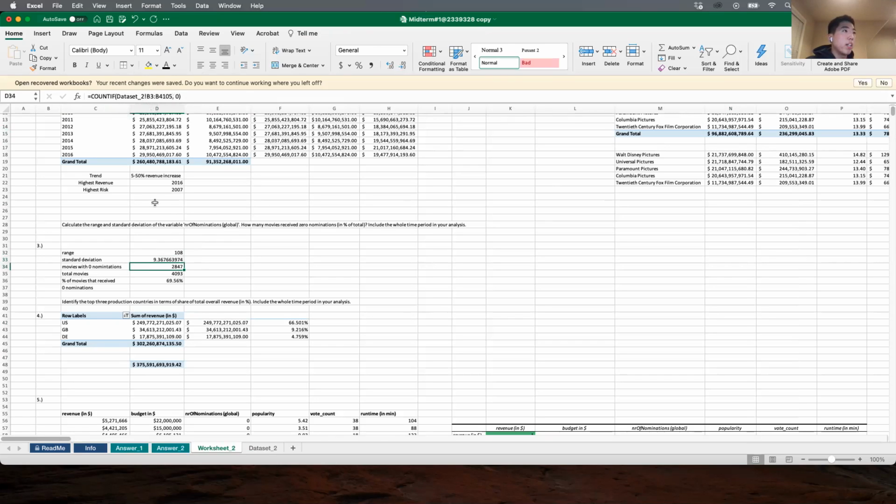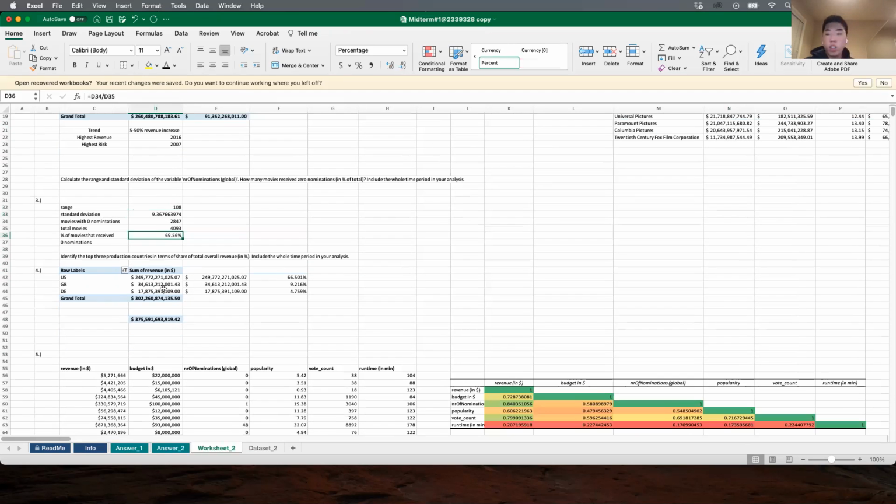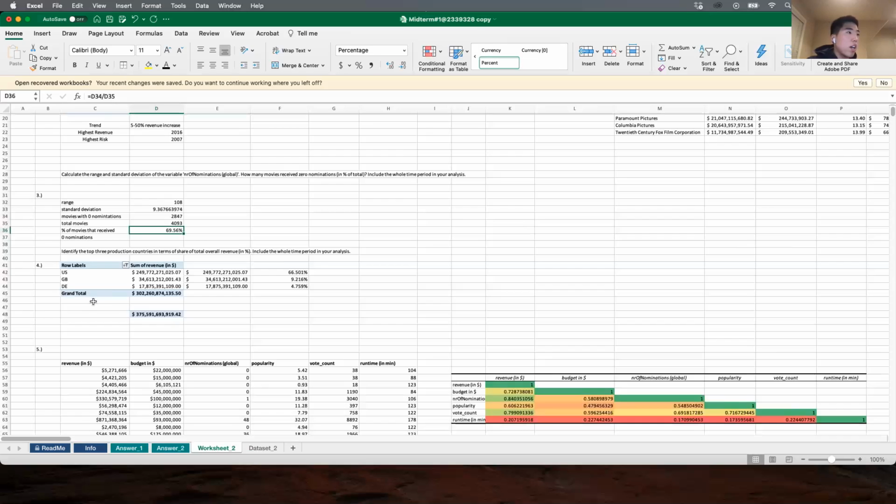For movies with 0 nominations, I used the COUNTIF function. And within the nominations column, I put 0 as my criteria. Total movies was 4,093, which I got using the count function again. And for the percentage of movies that received 0 nominations, I just divided this cell by this cell, and I got 69.56%. For question 4, identify the top 3 production companies in terms of share of total overall revenue.